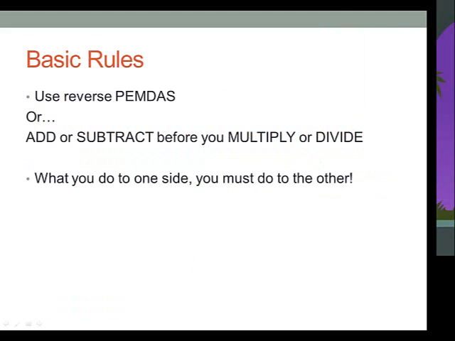Basic rules. Use reverse PEMDAS. Like, add or subtract before you would multiply or divide. Those are just the symbols. And what you do to one side, you must do to the other. Think of a pair of scales. If you want to keep it the same, you have to add one circle to both sides, or a square to both sides. You need to do that in Algebra 2.